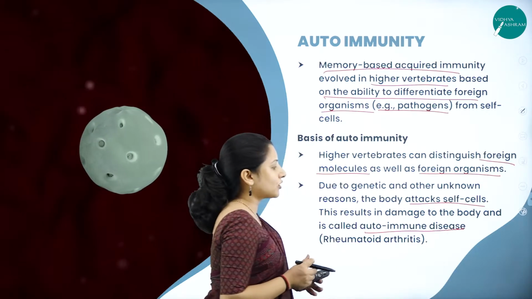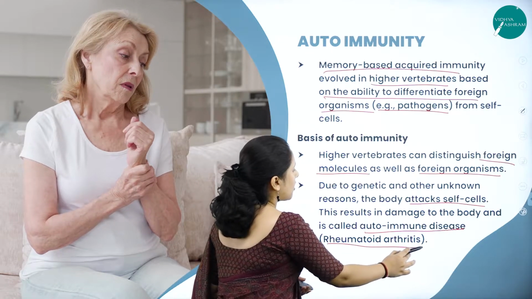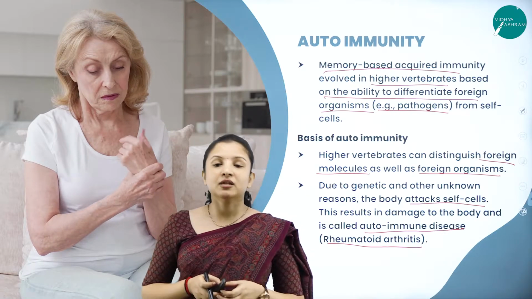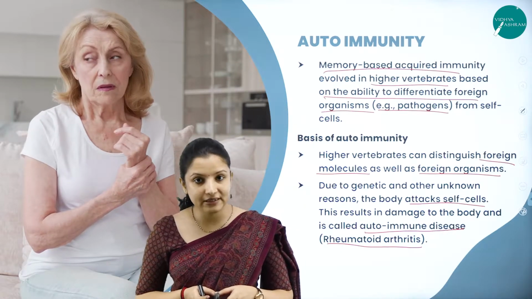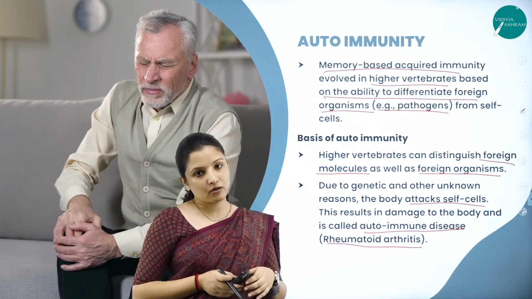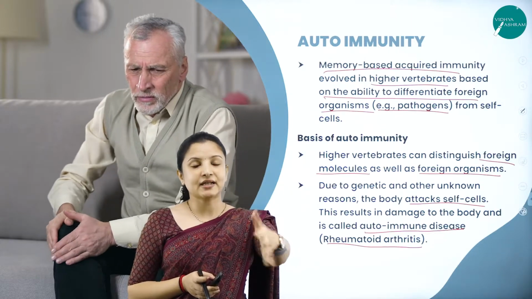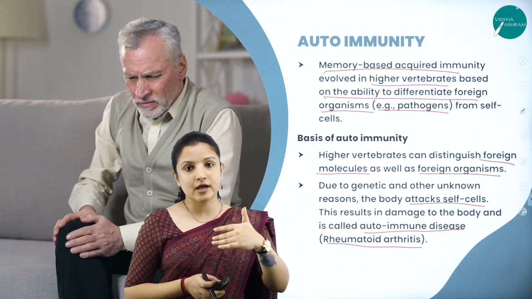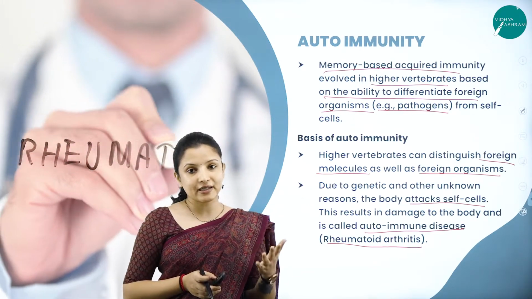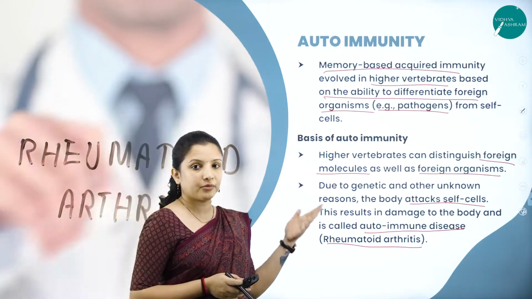One of the best examples of an autoimmune disease is rheumatoid arthritis. Usually in higher vertebrates, the immune cells are capable of distinguishing between foreign molecules and foreign organisms. So they know which is our cell, and which are the cells that have come from outside, the foreign organisms and foreign molecules. And for those, immune cells or antibodies will be produced. So that is one way how autoimmunity works.